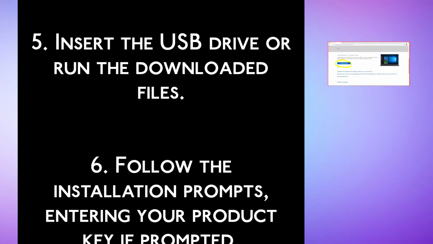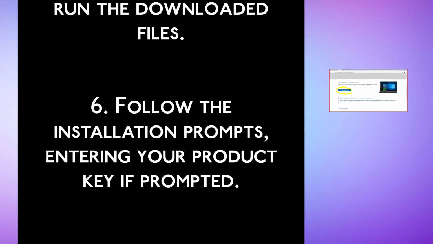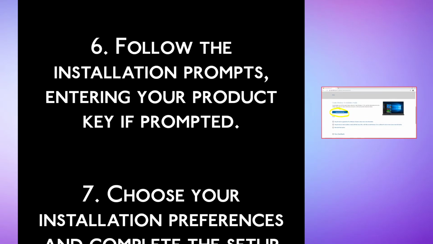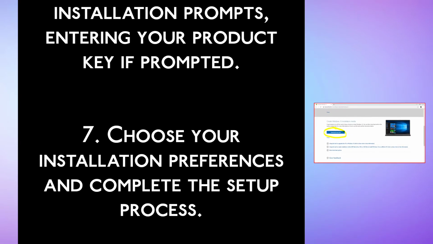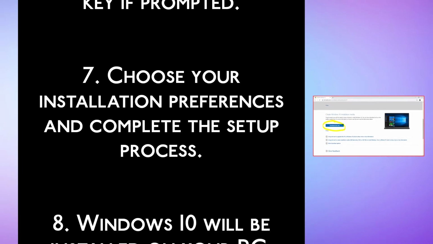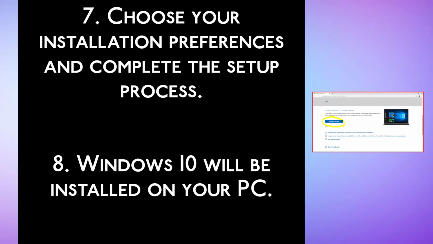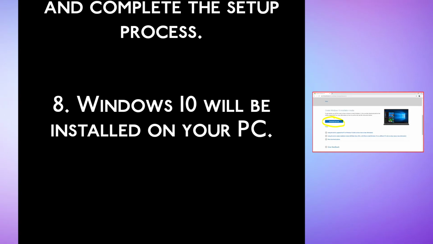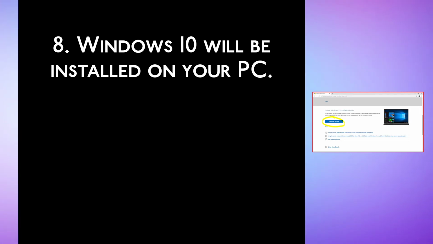Step 5. Insert the USB drive or run the downloaded files. Step 6. Follow the installation prompts, entering your product key if prompted. Step 7. Choose your installation preferences and complete the setup process. Step 8. Windows 10 will be installed on your PC.